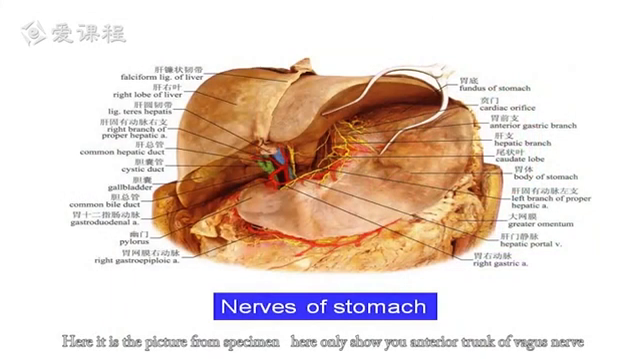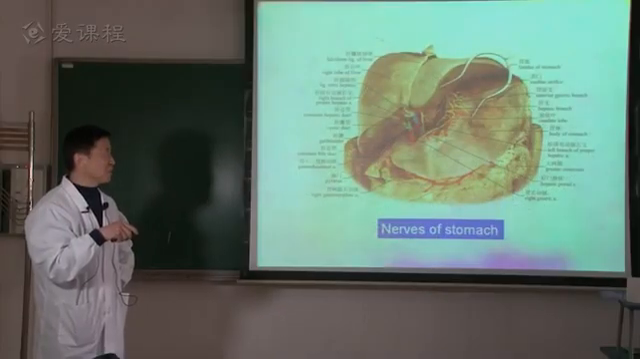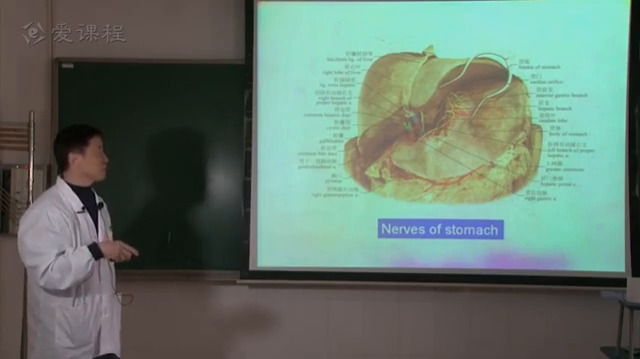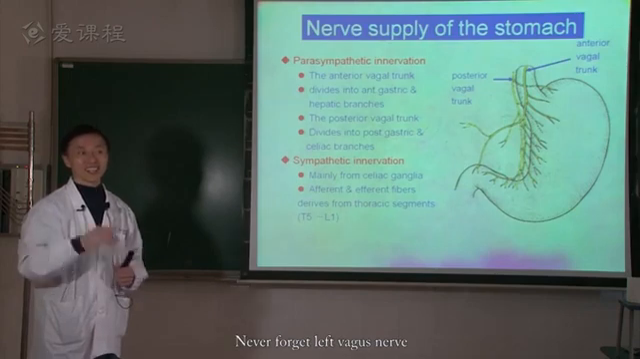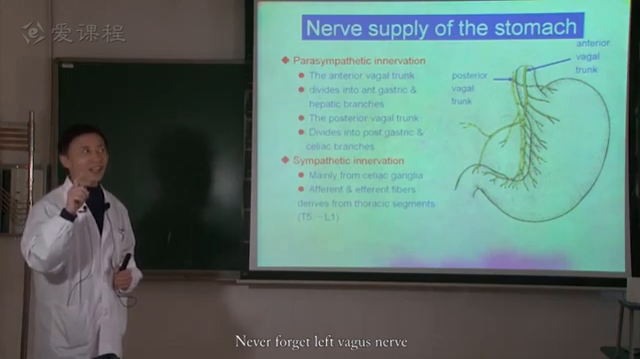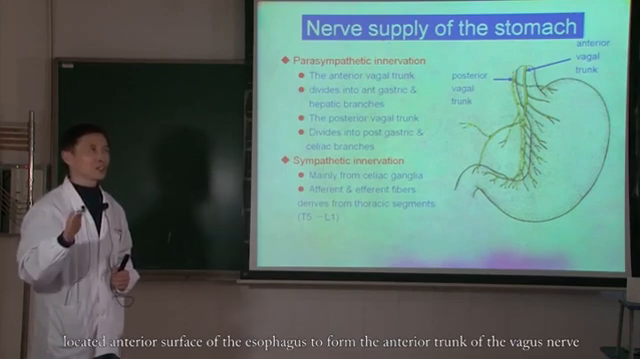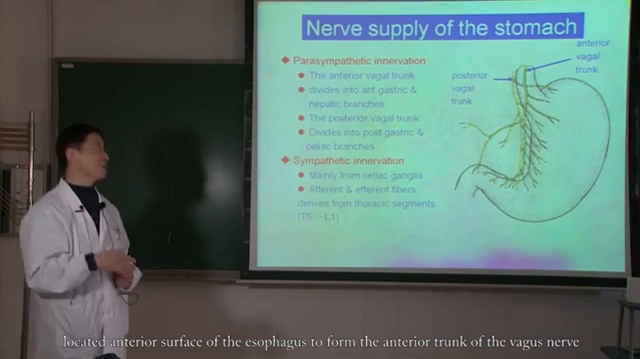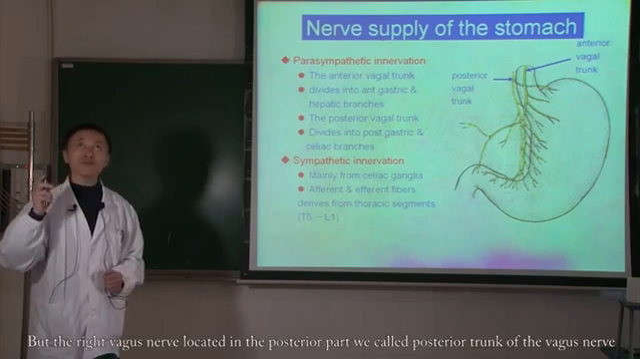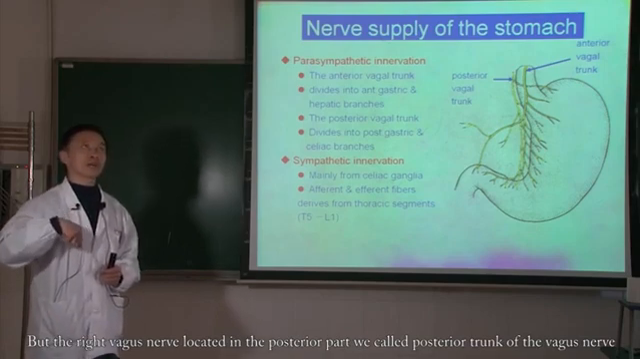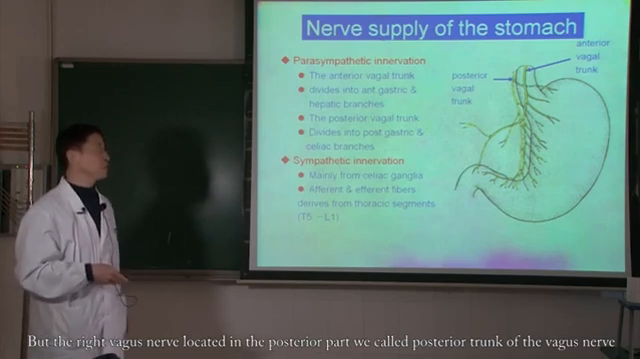Here is a picture. Here is a specimen. Here only the anterior trunk of the vagus nerve is shown. But the posterior part is covered by the stomach. Never forget. The left vagus nerve is located on the anterior surface of the esophagus to form the anterior trunk of the vagus nerve. But the right vagus nerve is located in the posterior part, and we call it the posterior trunk of the vagus nerve.